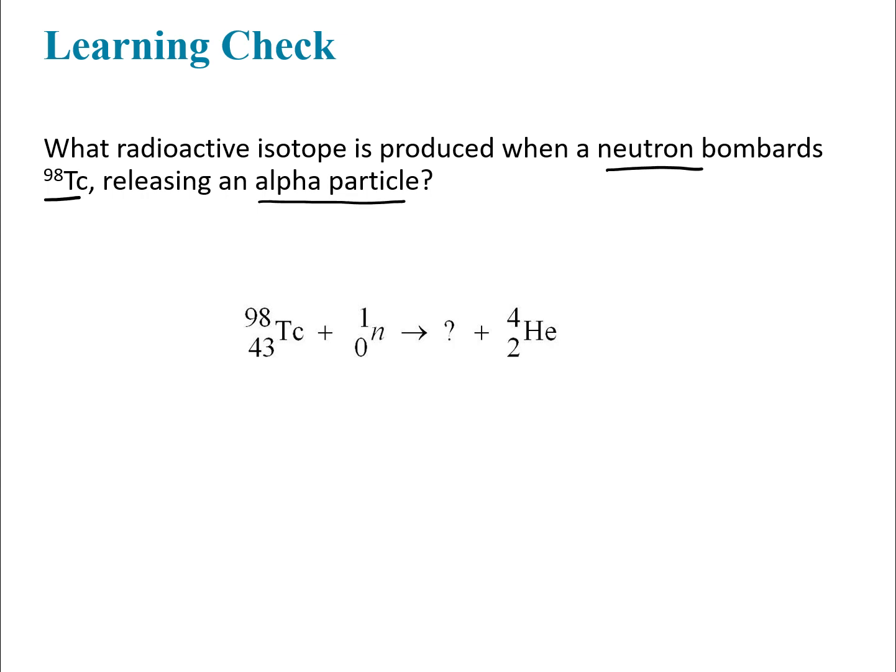So for our reactant side, we know that we're starting with this element. The 43 is the atomic number, which you can find on the periodic table. But here, most of the equation is already filled in. We just need to figure out what radioactive isotope we made. This is just a balancing game.